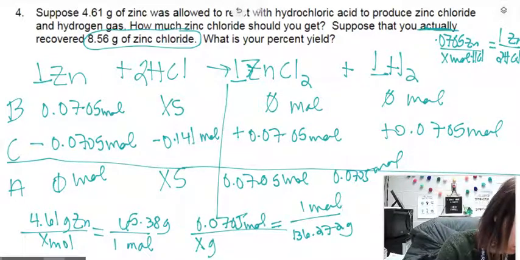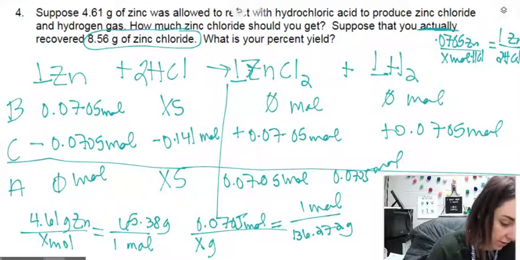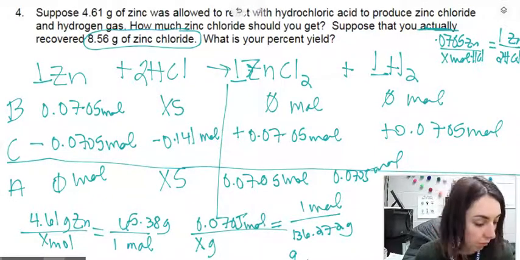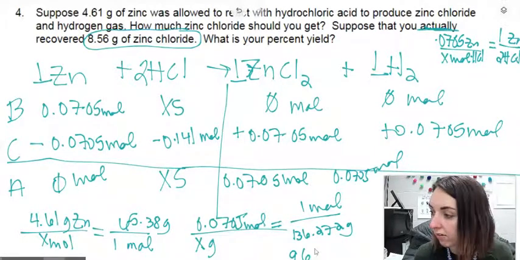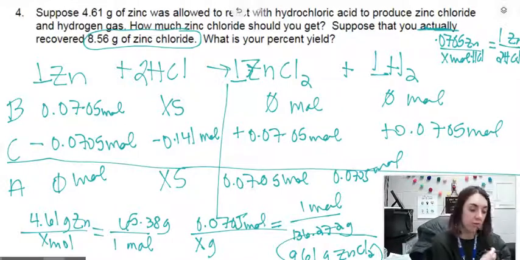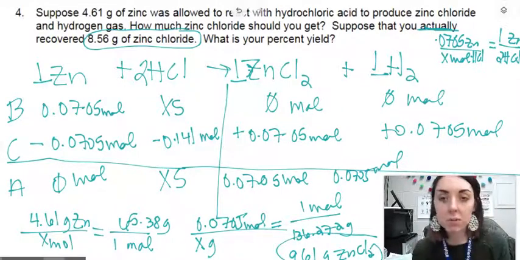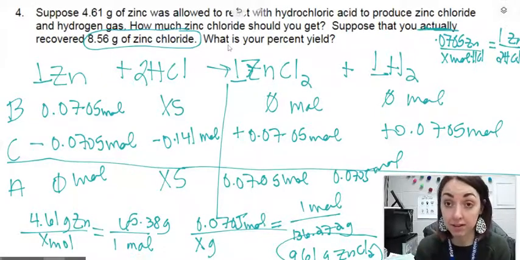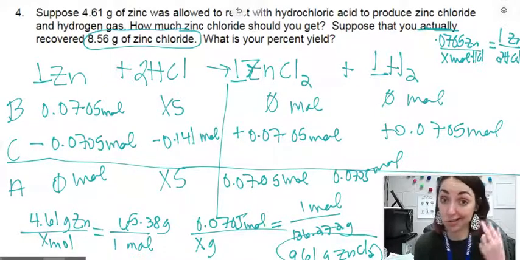All right, I'm going to multiply that by my 0.0705. And that means I produced, to 3 sig figs, 9.61 grams of zinc chloride. So that is my theoretical yield. So that is one part of the problem. The problem does ask how much zinc chloride should you get. So that's one answer. But this question is actually asking 2 questions.